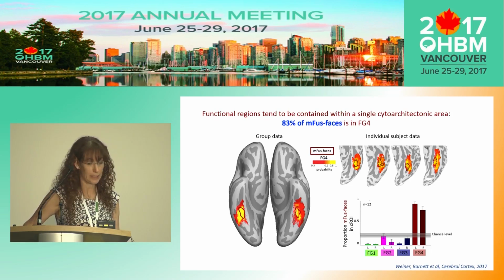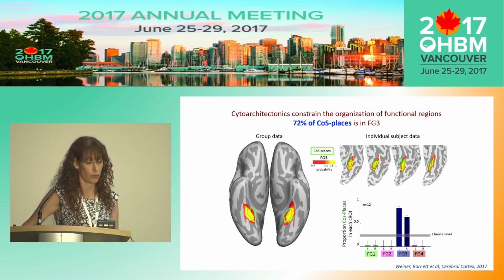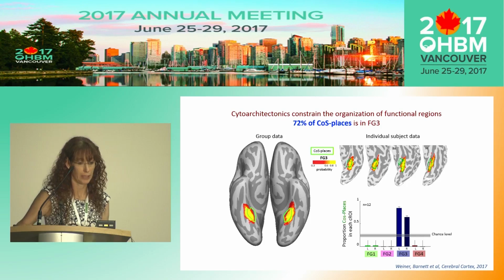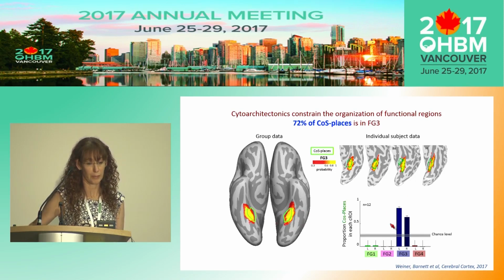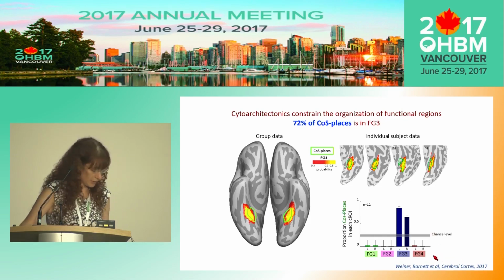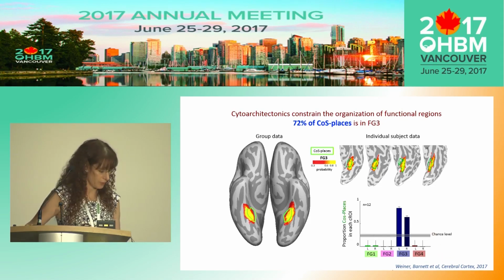If you look now at place-selective cortex, we also find a structural functional coupling, but this is now between a different cytoarchitectonic region. You can see both in the group map as well as in the individual subject brain that there seems to be a coupling between the collateral places ROI and a different cytoarchitectonic region, this time FG3. Across our participants, 72% of collateral sulcus places is found within FG3, and there's no significant portions of them in other cytoarchitectonic areas of the fusiform.